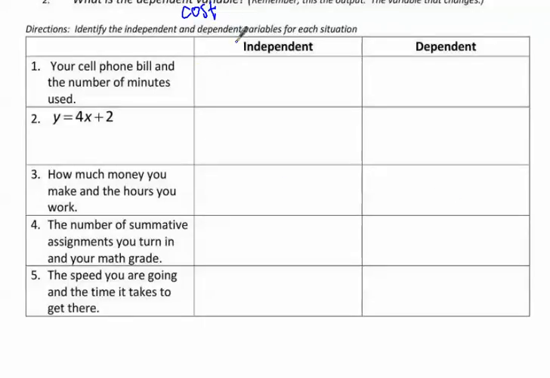Identify the independent and dependent variable for each situation. So your cell phone bill and the number of minutes used. Your minutes is going to be your independent variable, because you choose how much you talk on the phone, how many minutes you use. The consequence, or what depends on it, is the phone bill. So the bill is dependent on how many minutes you talk.